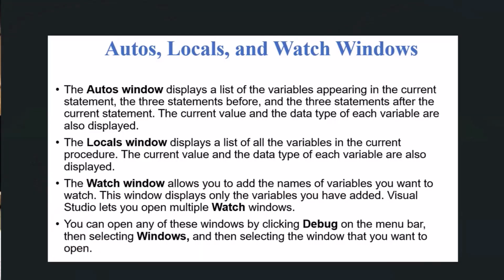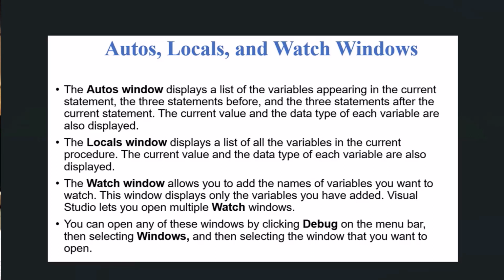I use the watch window primarily, but there's autos and locals, those kinds of things. The autos window displays a list of the variables appearing in the current statement, the 3 statements before and the 3 statements after the current statement. The current value of the data type of each variable are also displayed, so it can be handy perhaps in a large program. The locals window displays a list of all the variables in the current procedure, and the current value and the data type of each variable are also displayed.